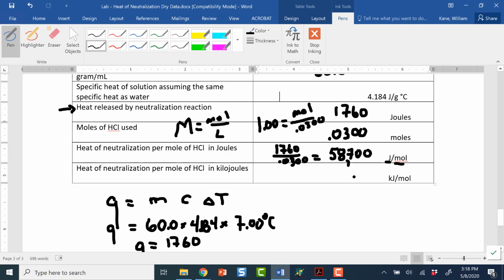If I want to convert that to kilojoules per mole, that's just converting to kilojoules. So I move the decimal over 1, 2, 3 places. So it's 58.7 kilojoules in 1 mole.